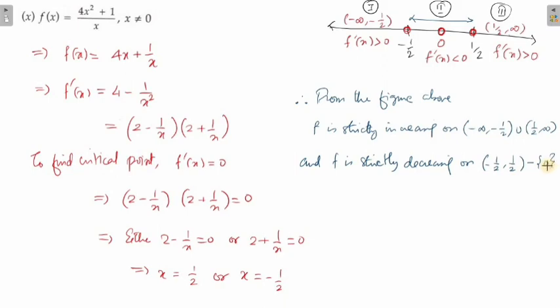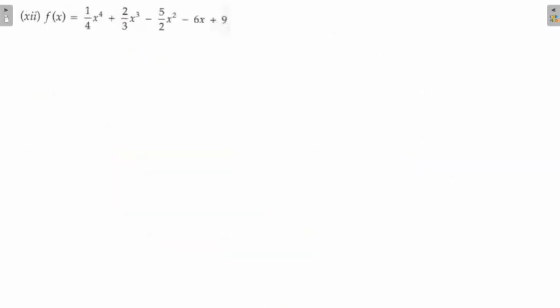Since this is a set, from a set you cannot subtract a number. From a set you have to subtract a set only. So that's why I have put 0 within this bracket. I hope this is clear to you. So you may pause the video and note down your solution. So let's move to the next question.